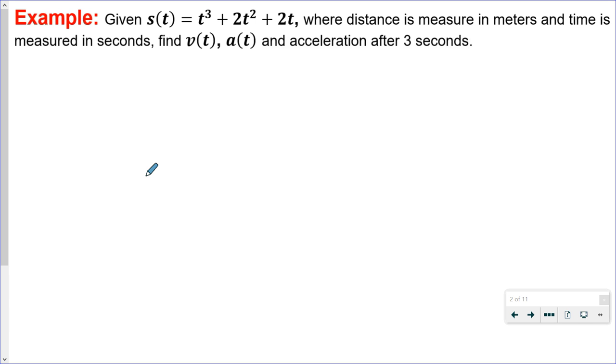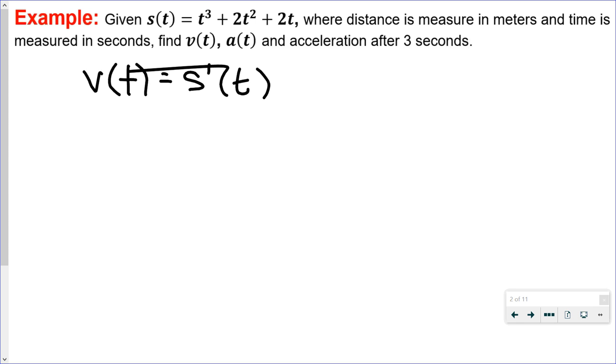So let's try an example here. We have this position function, distance is in meters, time is in seconds. I want to find velocity, acceleration in general, and then acceleration after 3 seconds. So velocity is the first derivative of the position function.